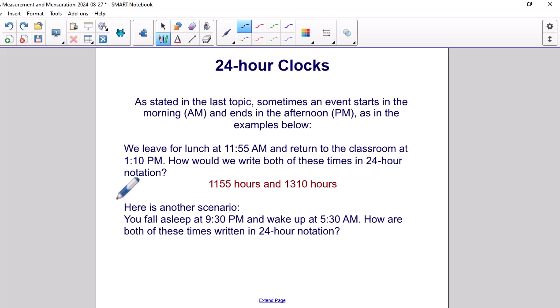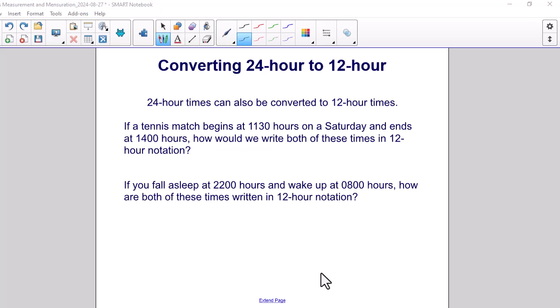Here's another scenario. If you fall asleep at 9:30 p.m. and wake up at 5:30 a.m., how are both of these times written in 24-hour notation? For the 9:30 p.m., we would add 12. 1200 plus 930 would be 2130 hours. And the 5:30 is before 12 noon, so we would write it as a 4-digit number without the colon. So the two ways to write the hours would be 9:30 p.m. would be 2130 hours, and 5:30 a.m. would be 0530 hours.